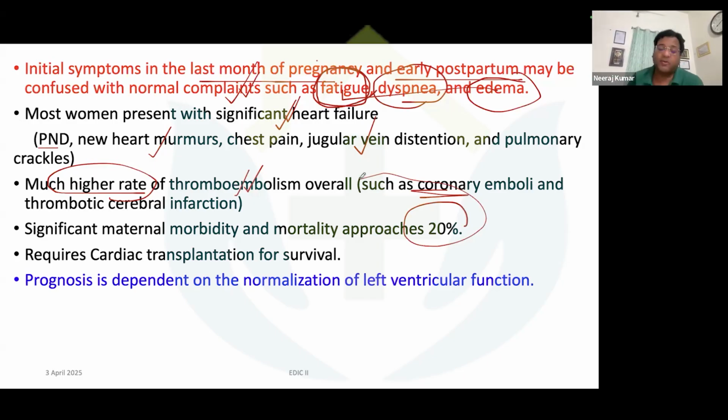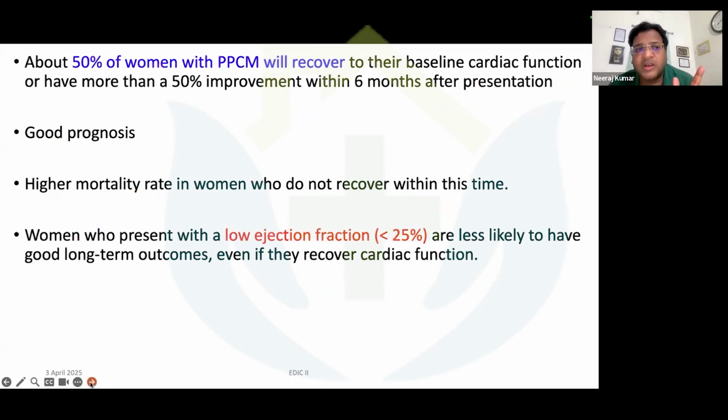Many of the patients require cardiac transplantation, but if the left ventricular function is going to get normalized in this group of patients, the prognosis will be good. So always normalization of the left ventricular function is to be taken care of. But there are various factors which predict the poor prognosis of this PPCM. I will let you know after this slide.